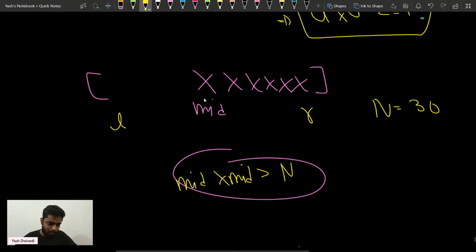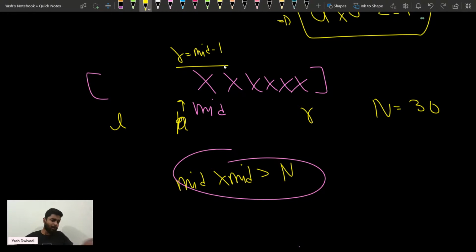So in that case, you will say that now my right should point to nothing but mid minus 1. Please write m minus 1 in the chat. Mid minus 1 in the chat. The right will now point to mid minus 1, because this will be in your new search space.